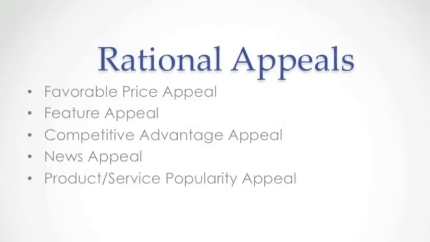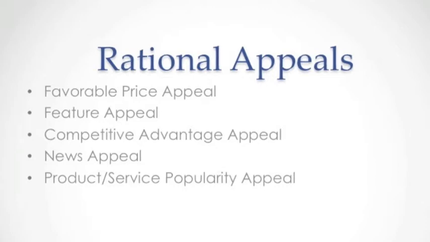The first type of rational appeal we're going to look at is the favorable price appeal. This just means making the price of the product or service the dominant point of the advertisement. This is used by a lot of companies to promote their sales and special offers, and by fast food chains.